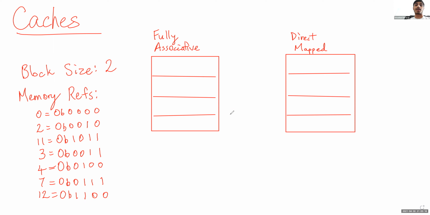So we're going to talk about a block size of 2, which basically means in any cache location, you're really going to store the data from 2 different addresses that are right next to each other. We're going to use these memory references: 0 to 11, 3, 4, 7, 12. First, we're going to talk about fully associative cache. Don't worry about what that means yet.